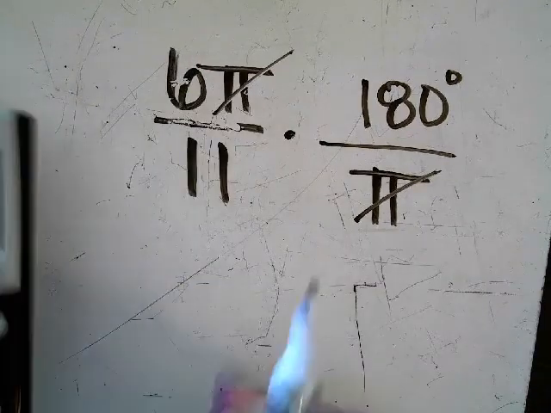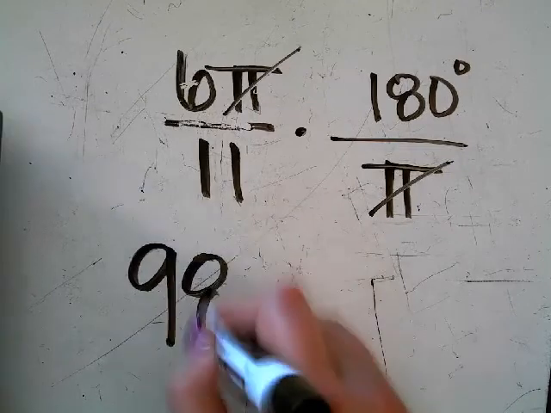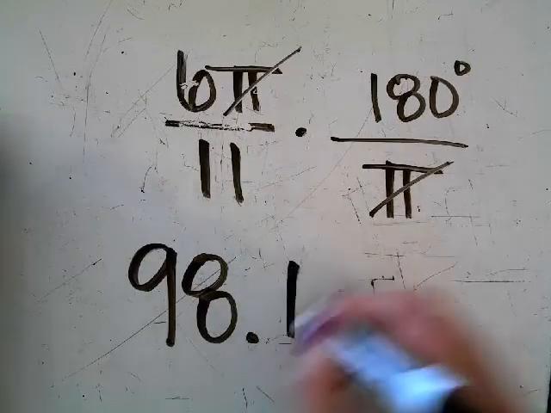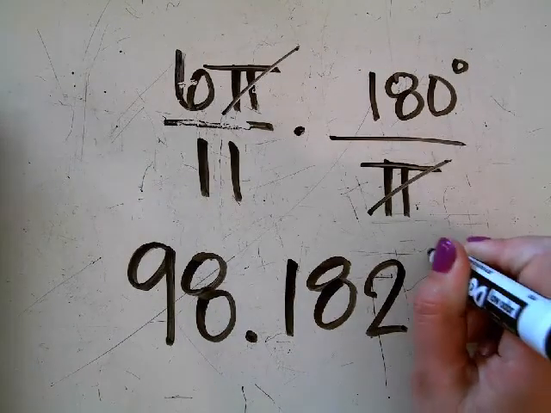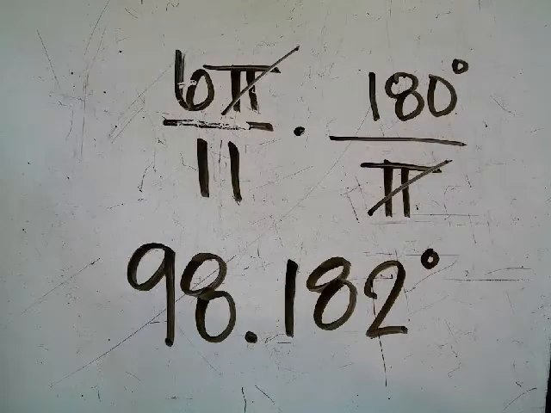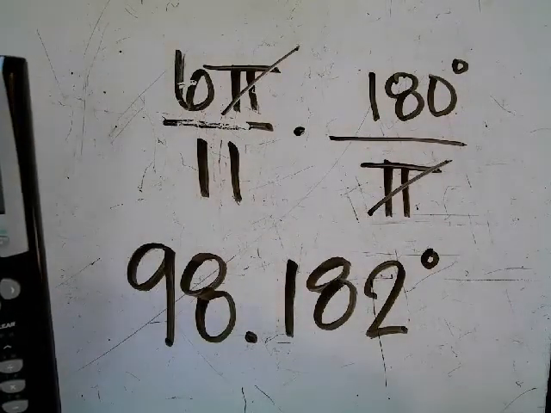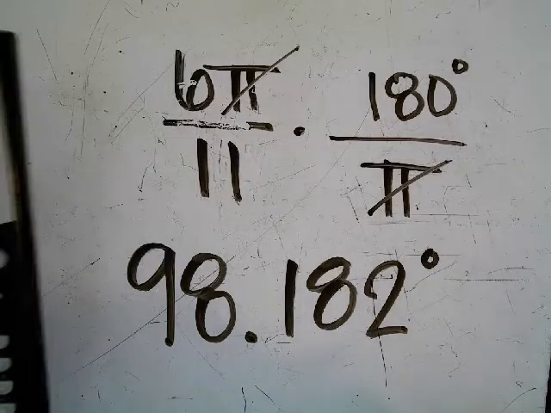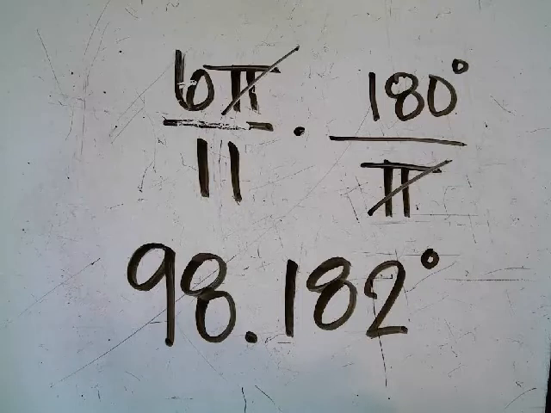And then my answer for this is a decimal, 98.182. 98.181 is totally fine as well. I am making sure to put a bubble. I gotta have a bubble. You can do fractions if you don't like rounding. 1080 degrees over 11 would be fine as well.